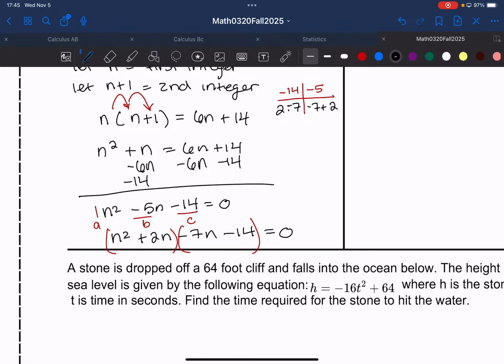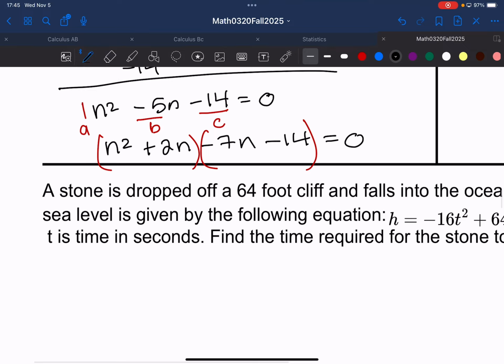So what would be the GCF for the first one? N, and when I take that out, I'm left with n plus 2. And then for the next one, if I want the parentheses to match, what am I taking out? Good, negative 7. And so I'm left with n plus 2.